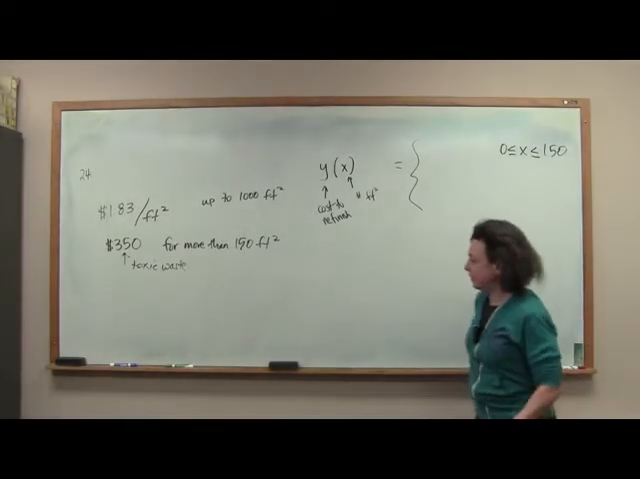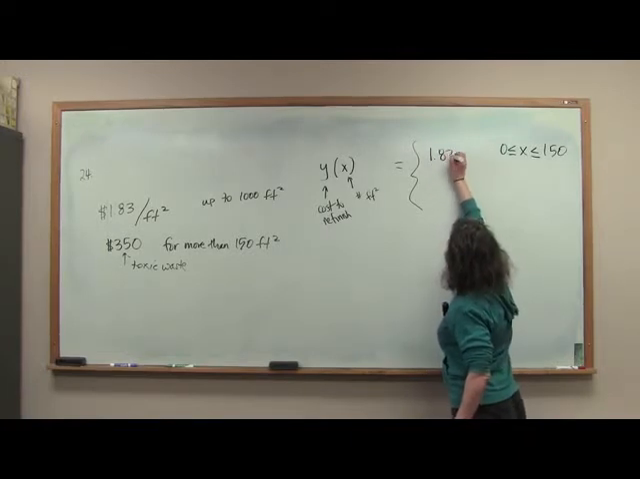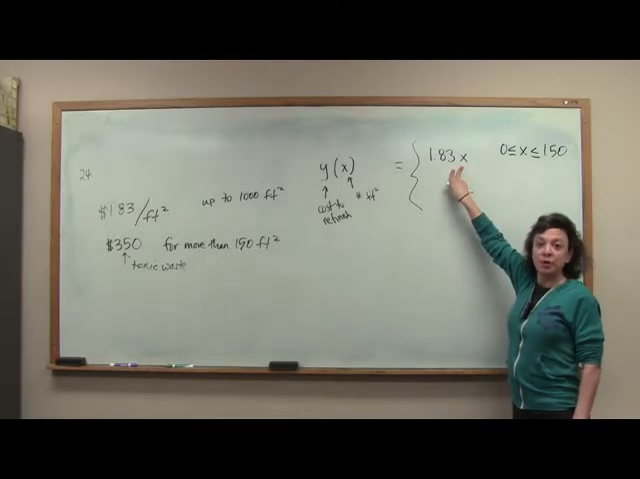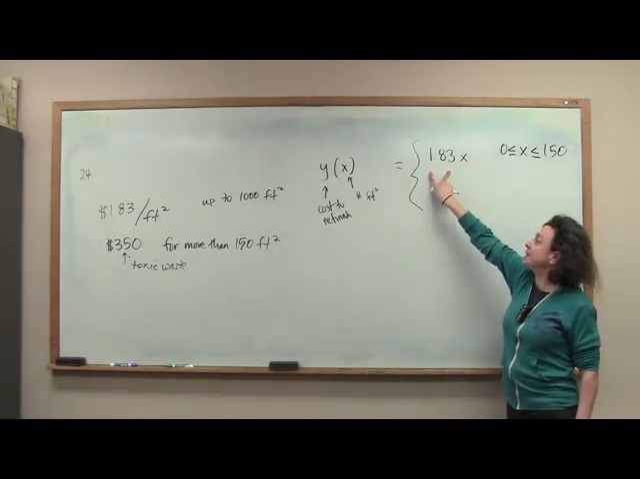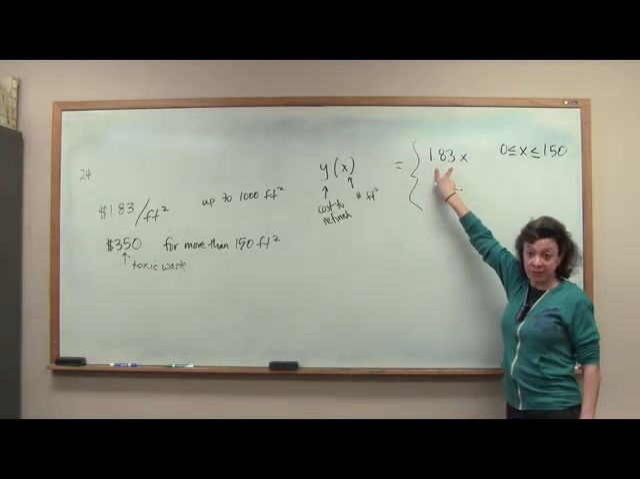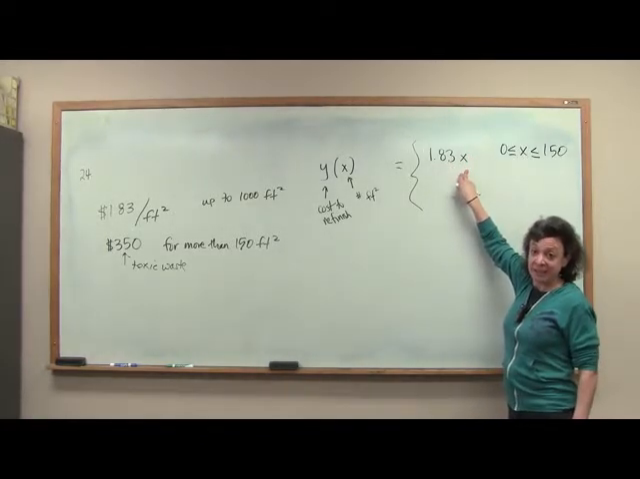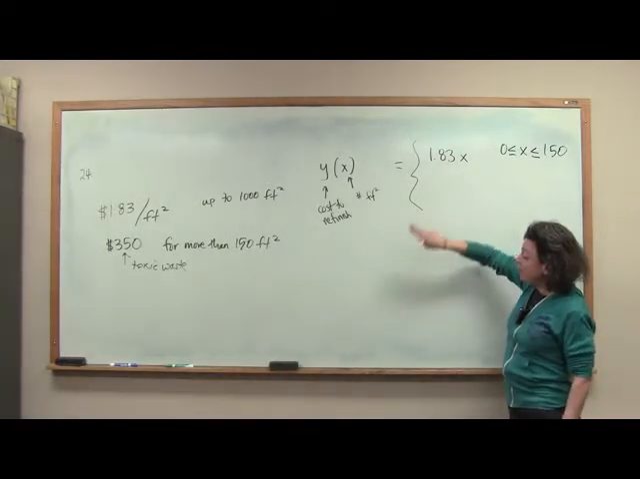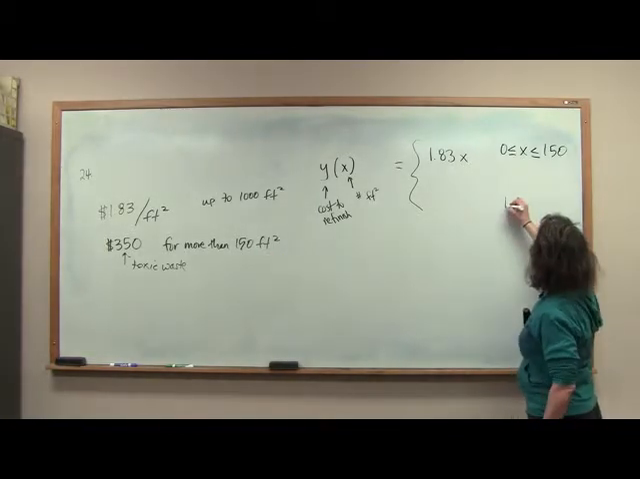This is for more than 150 square feet. And I claim our function is 1.83x. Why? Because I think you'll grant me that the total charge is $1.83 per square foot times the number of square feet we need done. Now, when does the price change? The price changes once we're more than 150 square feet.